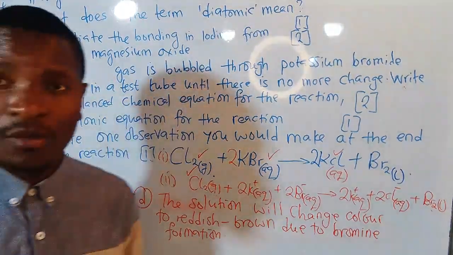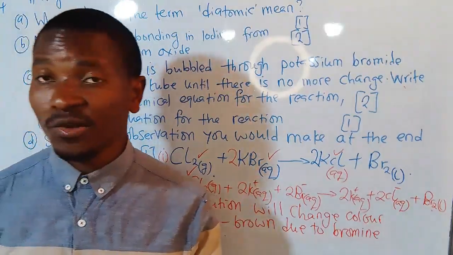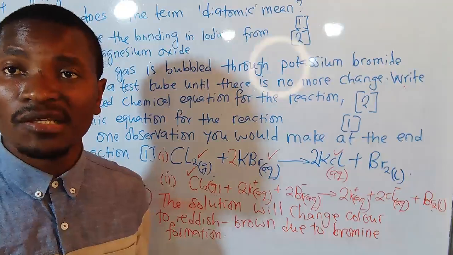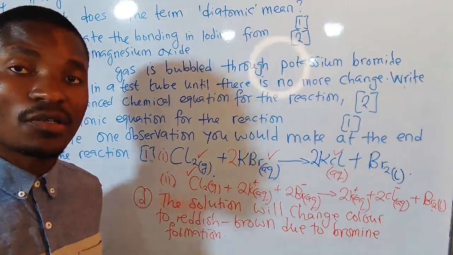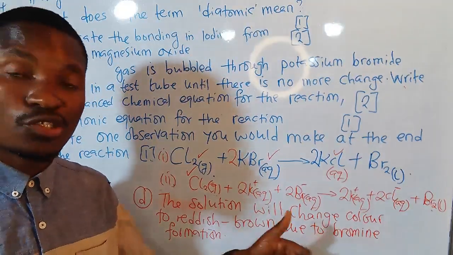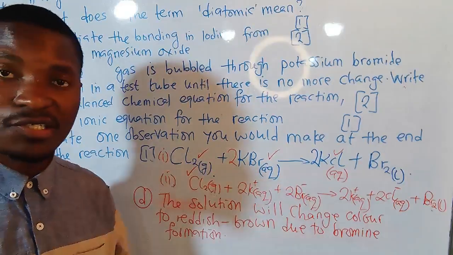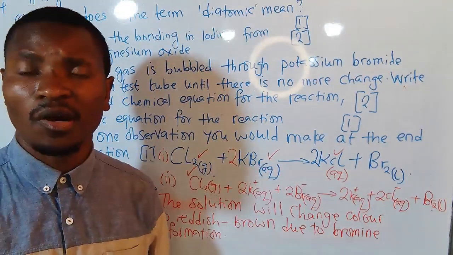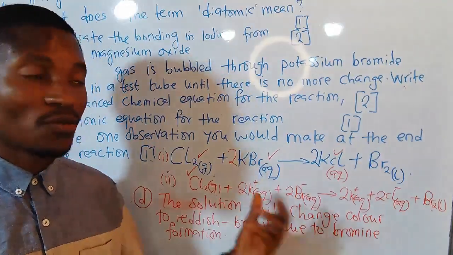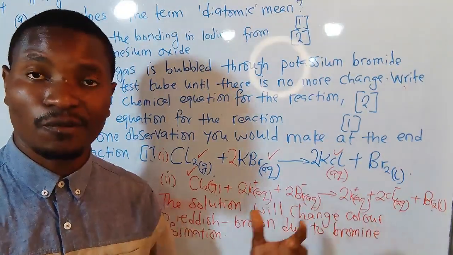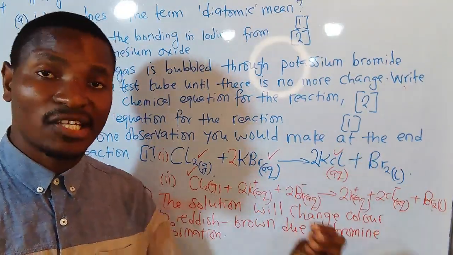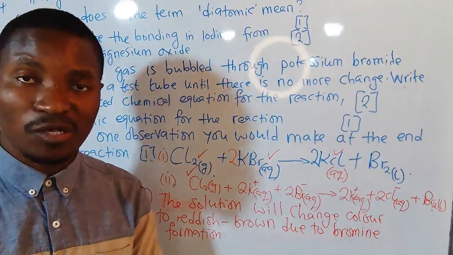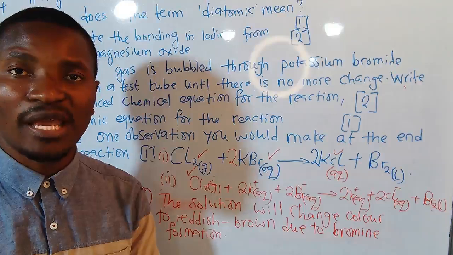What's going to happen is that this solution is going to change color from reddish to brown because of the formation of bromine. So we are just going to observe the color changing from reddish to brown due to the formation of bromine. So that's it. This is 2023 Science Paper 2 Chemistry.